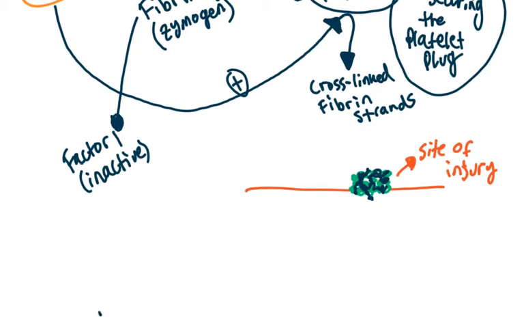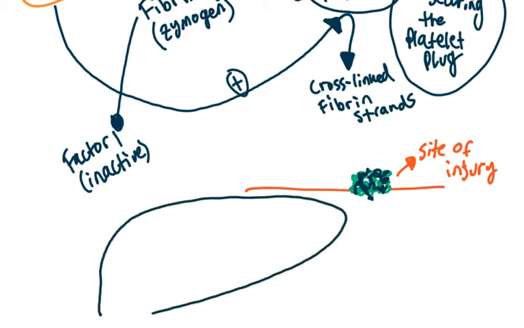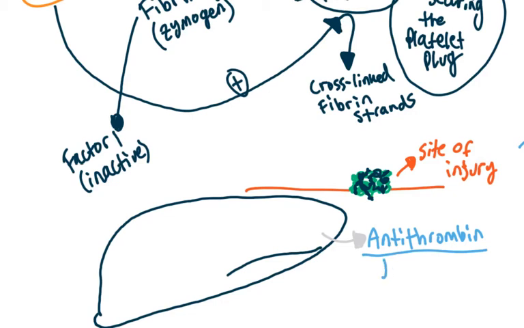So our liver forms this. Let me attempt to draw the liver again. It doesn't look so good, but our liver forms antithrombin. So our liver synthesizes antithrombin. Antithrombin will then inhibit the catalyzation reaction converting the inactive form, prothrombin, to thrombin. So it's actually going to inhibit the reaction of prothrombin to thrombin.